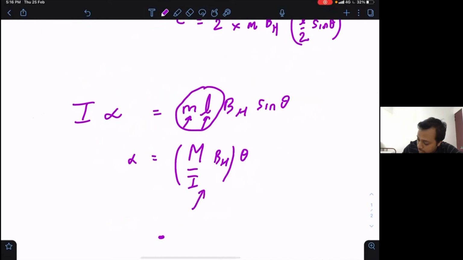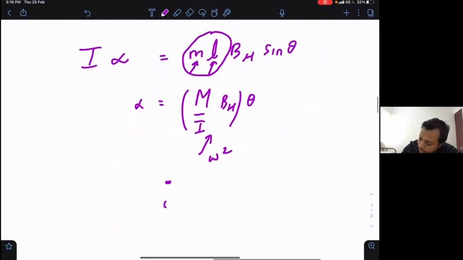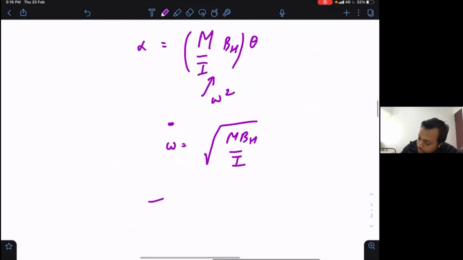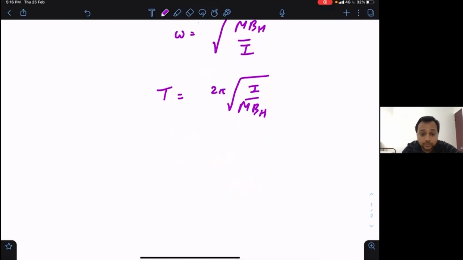So this will be written as omega square. So omega, which is the angular frequency of oscillation, can be written as root of M B_H by I. So what is the time period then? Time period is equal to 2 pi root I by M B_H, because the time period is given by 2 pi by omega. So that is our time period of oscillation.